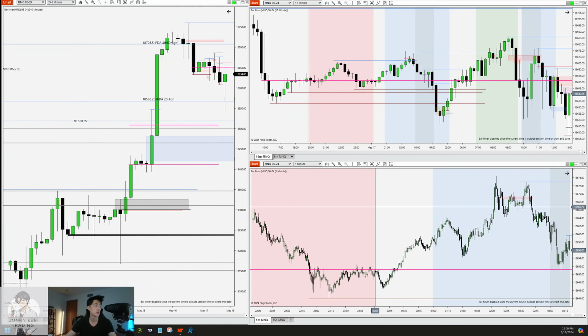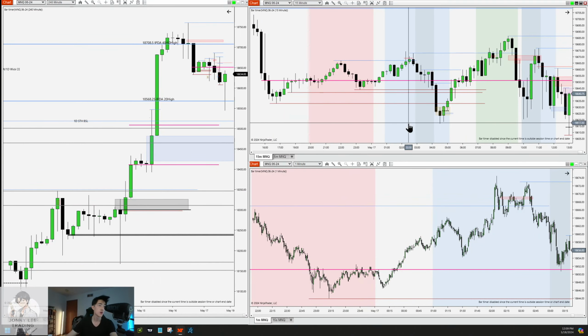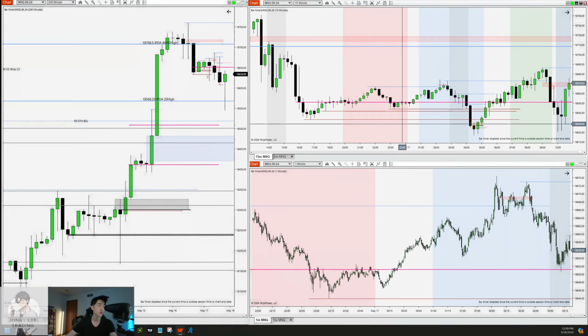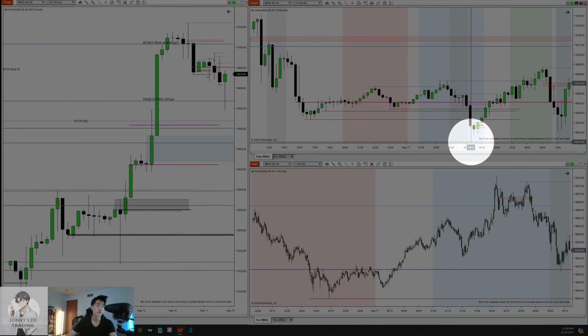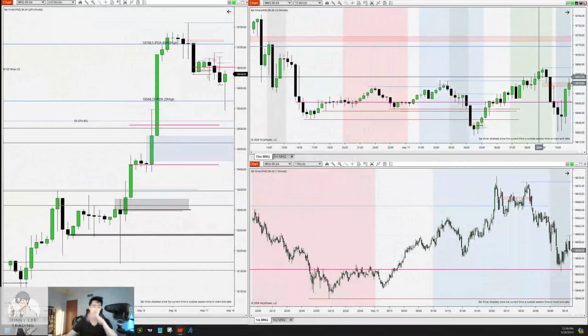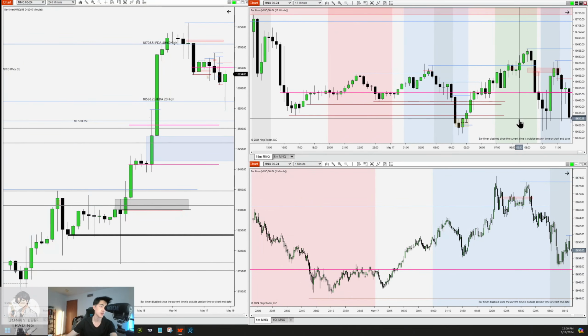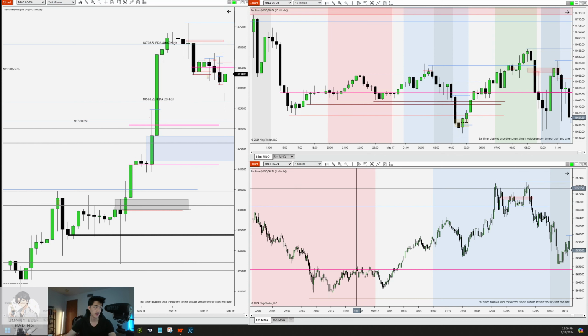We are going to solely focus on this whole area from the opening of the day through the London open kill zone, all the way up until pre-New York session, and not much beyond New York, because I'll focus primarily on the London side of things. So let's go ahead and get at it.